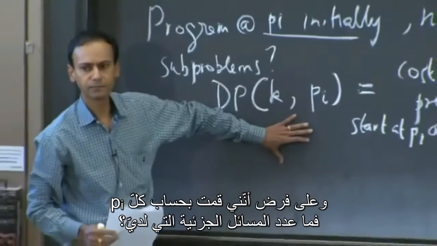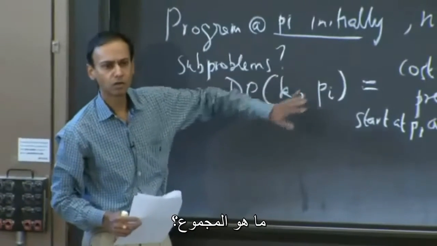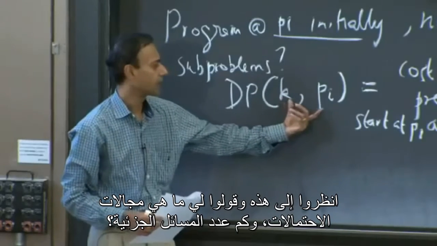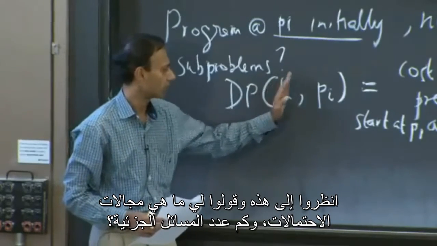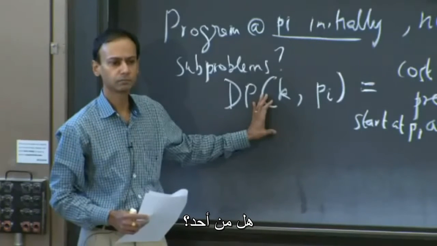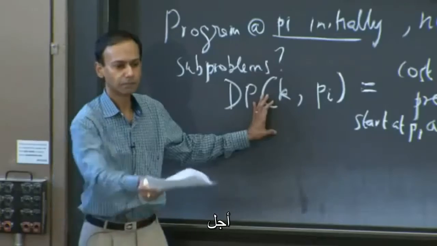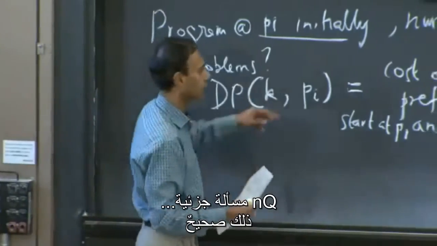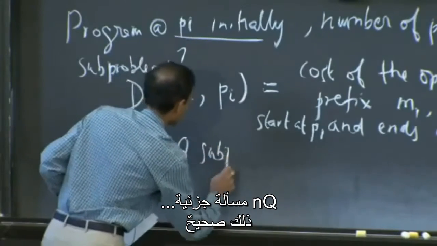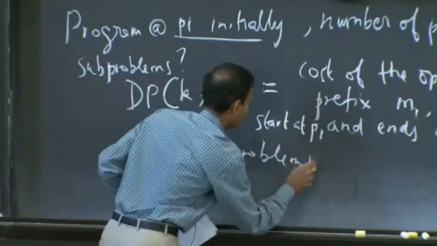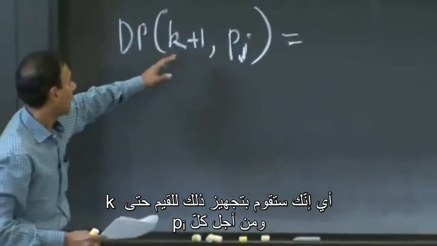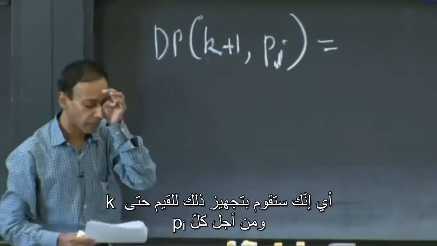And how many subproblems do I have total? Look at this and tell me what the ranges of the possibilities are. So how many subproblems would I have? Someone? Yep. N times Q. Right. So you have N times Q subproblems. So you've set this up for up until K and for all of the PIs.